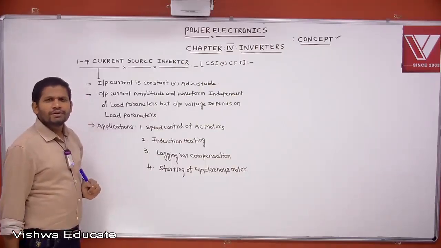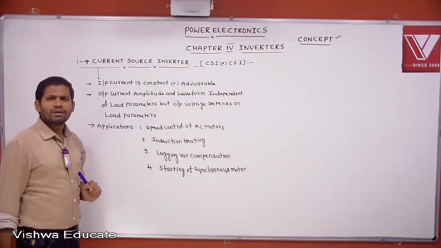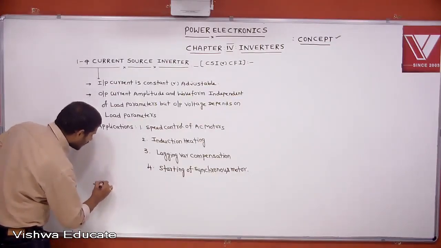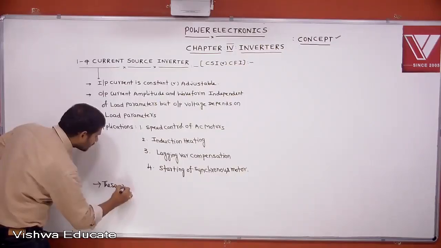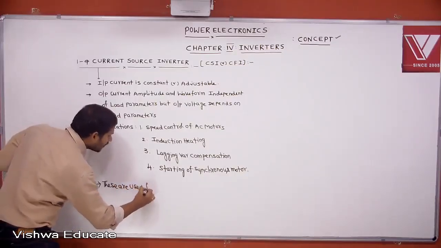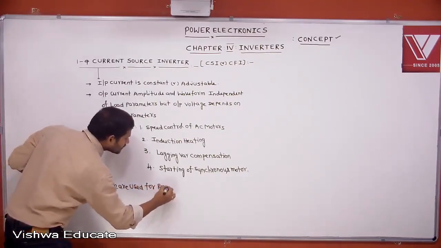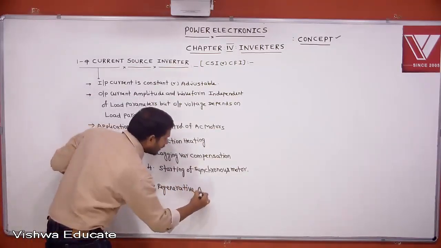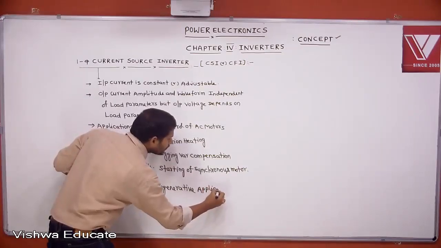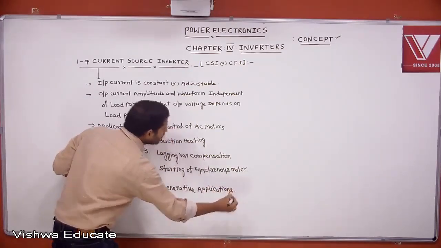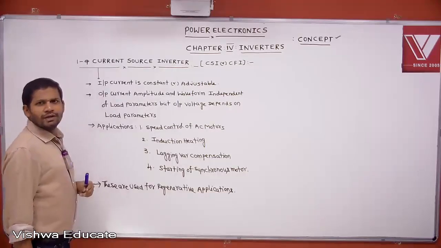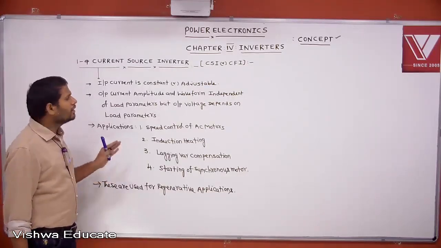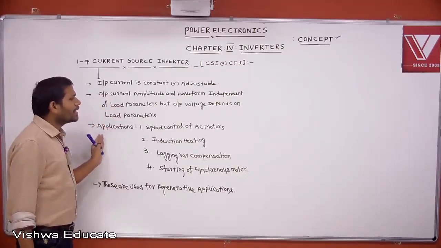We know that these inverters are more favorable for regenerative applications. So many differences are already given. But in a current source inverter, we don't have any feedback diodes requirement, that I discussed already. Now this is some introduction to the current source inverter.